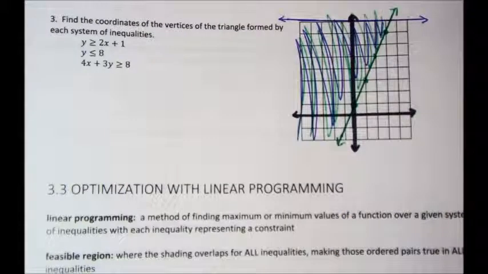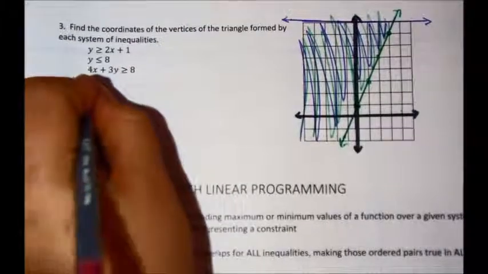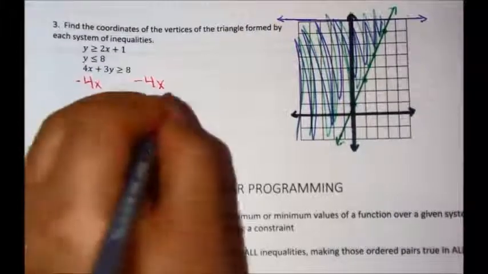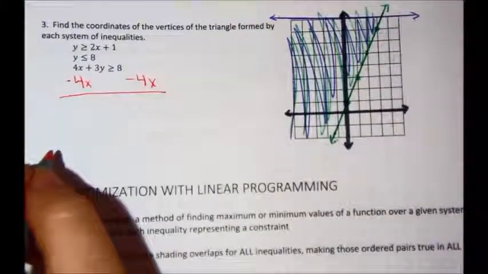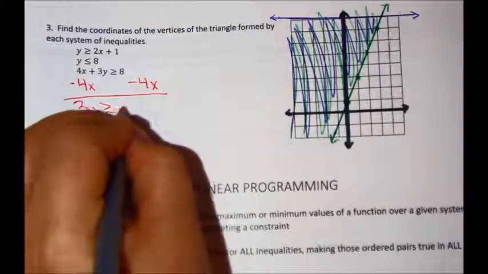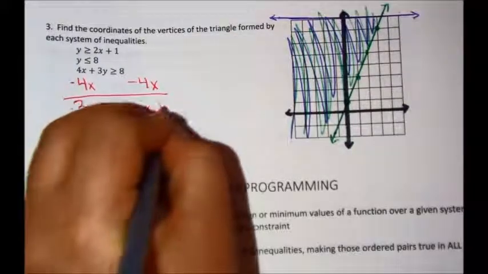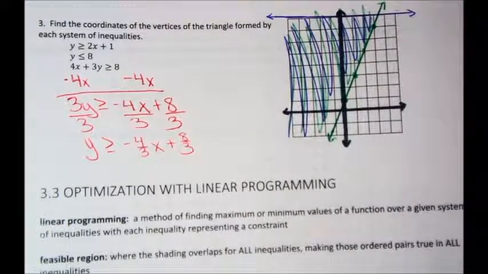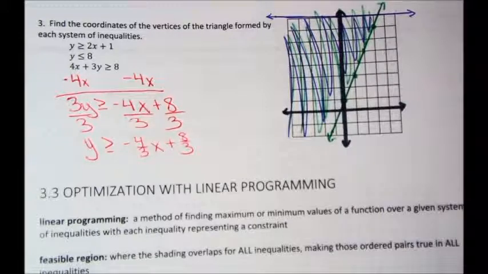It may be helpful in the last problem to get y alone first. To do that, you're going to subtract 4x from both sides, leaving you with 3y is greater than or equal to negative 4x plus 8. Divide by 3 all the way across, and we get that y is greater than or equal to negative 4/3 x plus 8/3. Our y-intercept is 8/3, which is approximately 2.6.